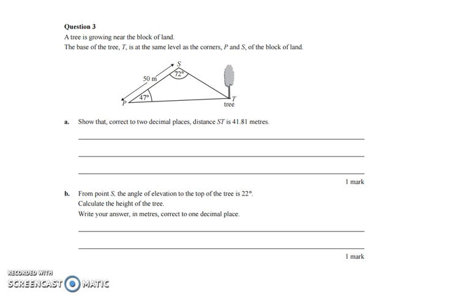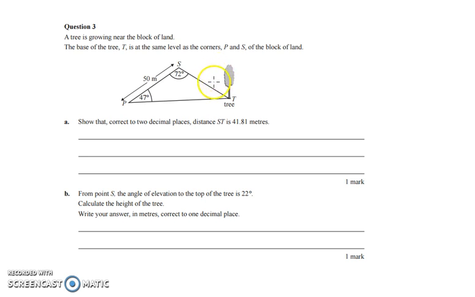A tree is growing near the block of land. The base of the tree, T, is at the same level as the corners, P and S, of the block of land. Show that, correct to two decimal places, the distance ST is 41.81.